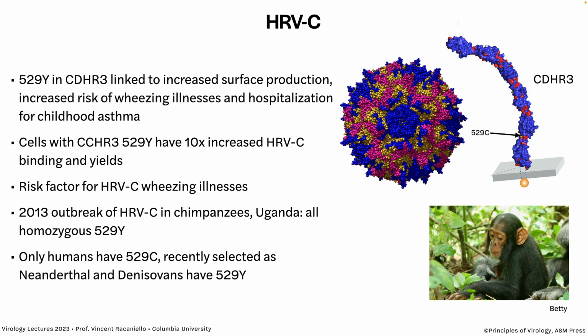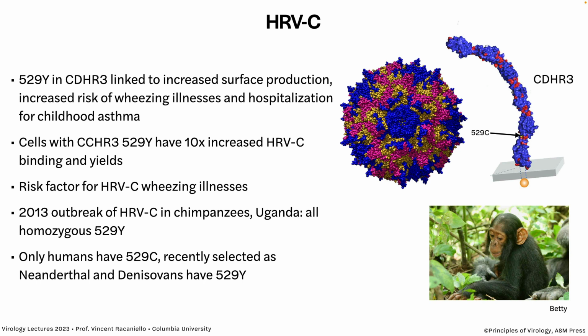And so what we think is the risk factor of 529Y is actually because those kids get more Rhino C infections when they're young and they're predisposed to getting asthma. All right, so that's the relationship between this Y allele at 529 and being infected with Rhino C. So humans don't all have 529Y. Many of us have 529C.